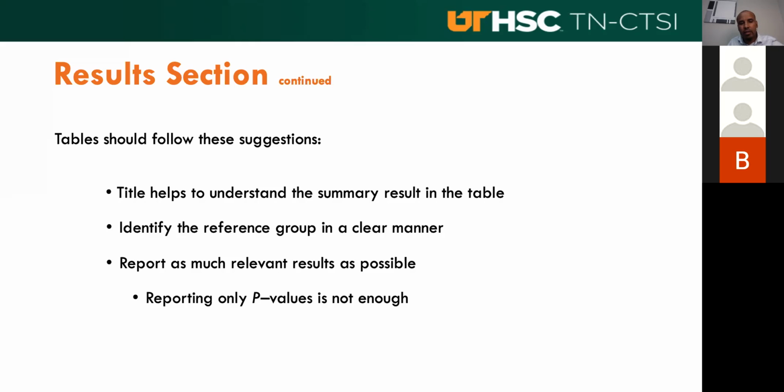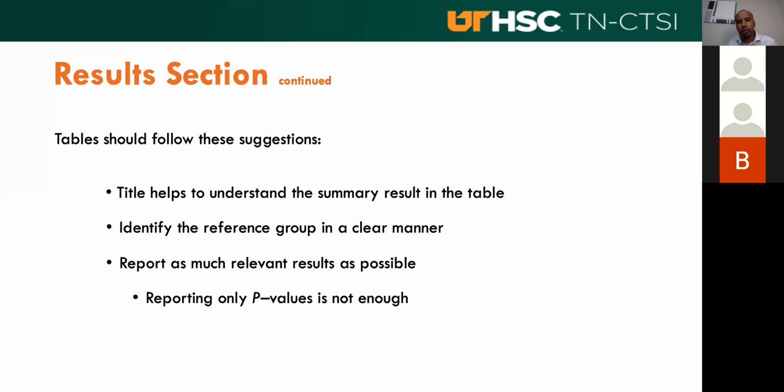The table title should help understand the summary result in the table. We'll see an example of a good table and an example of a poorly designed table in the next slides. So the title should help understand the contents that are in the table. Identify the reference group in a clear manner. Report as many relevant results as possible in the table. Reporting only the p-values in the results section is not enough.